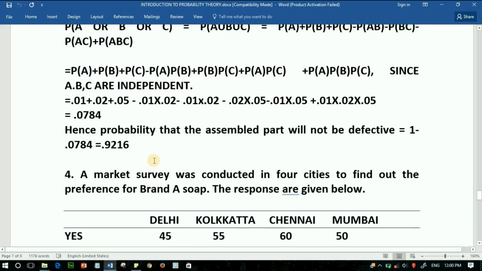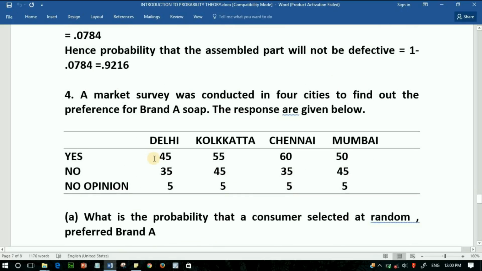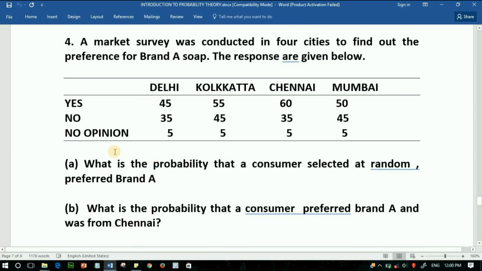Another example is for more subjects. A market survey was conducted in 4 cities to find out the preference for brand A soap. The responses are given below. Delhi, Calcutta, Chennai, Mumbai. Those preferring the soap: Delhi 45 people, Calcutta 55, Chennai 60, Mumbai 50. Not preferring the soap: Delhi 35, Calcutta 45, Chennai 35, Mumbai 45. That is the intersection of this row and this column. No opinion: Delhi 5 people, Calcutta 5, Chennai 5, Mumbai 5.